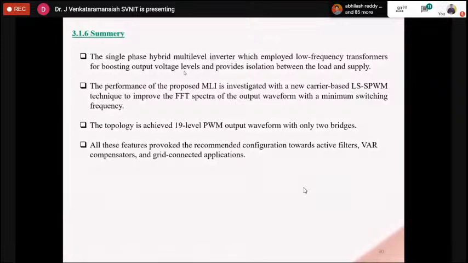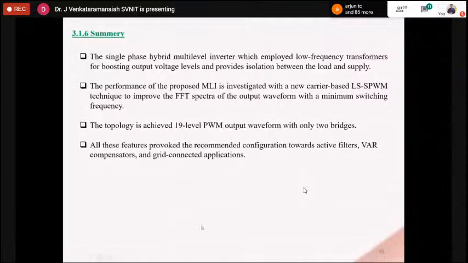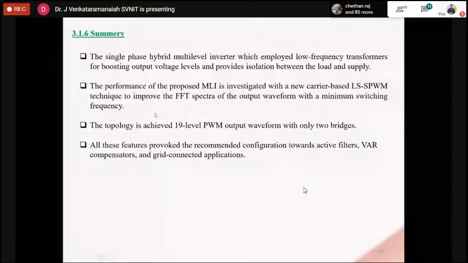Another kind of family is by using the capacitors, you can increase the number of levels of the topology. So in this topology, we used the low frequency transformers to boost up the voltage levels.